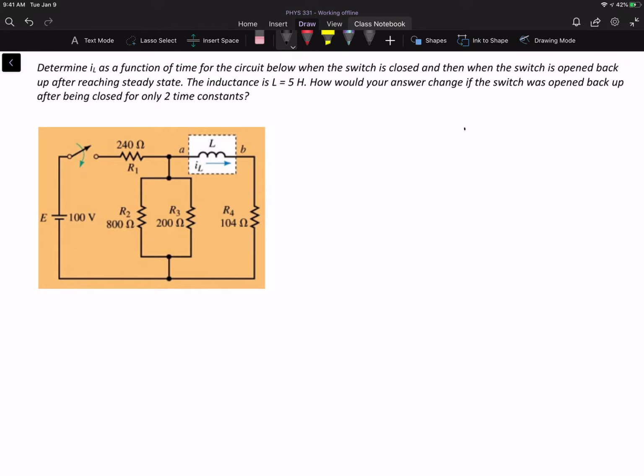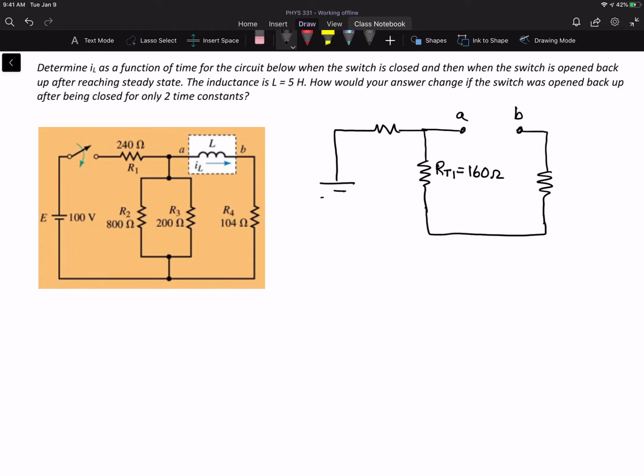So we would redraw our circuit and remove the inductor from the circuit. And as we do that, we can redraw our picture. And I have decided to combine the two resistors R2 and R3 together into one resistor because they are in parallel. So if I combine them in parallel, I get a value of 160 ohms. And then I have my other resistor here and my voltage supply.